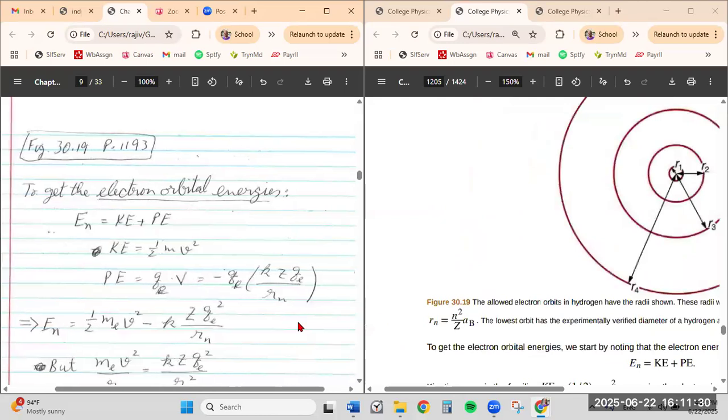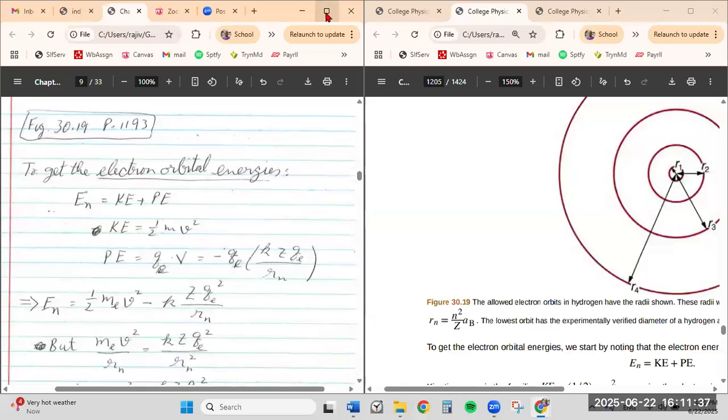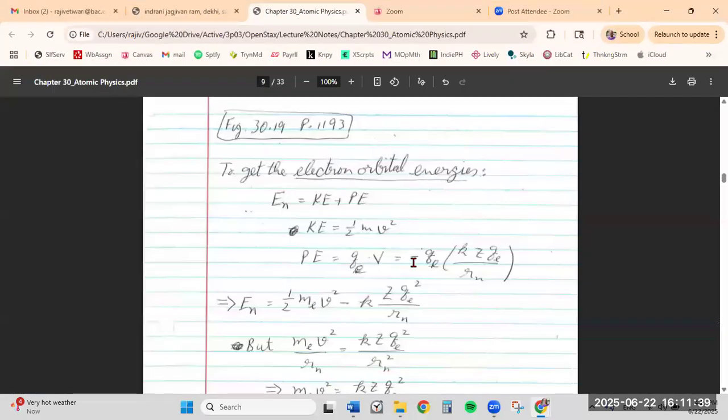Okay, the next calculation that Bohr did after this is to calculate the energy of these electrons in these various discrete orbits. What is the energy that the electron has, or the atom has? So we're going to consider the total energy of the electron, which is a sum of kinetic energy and potential energy.